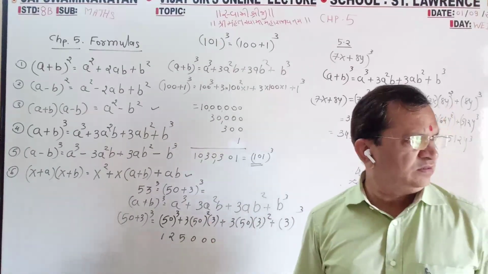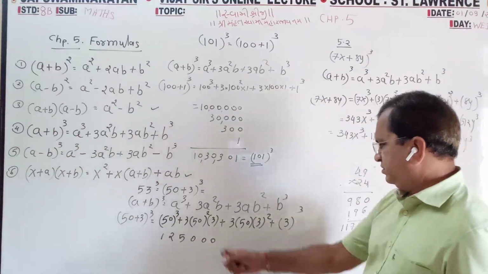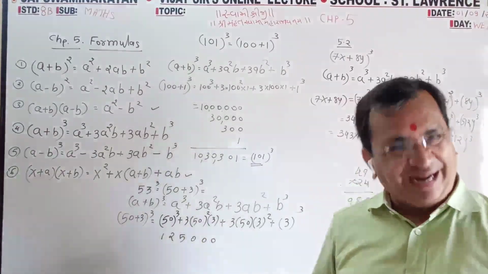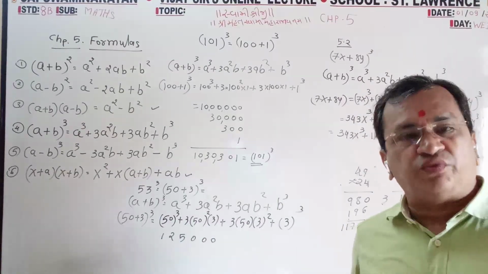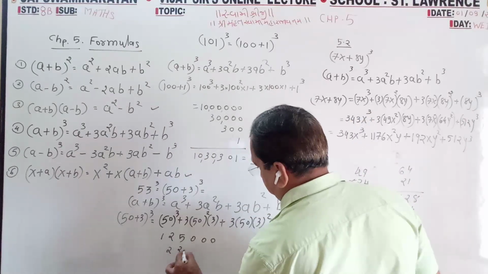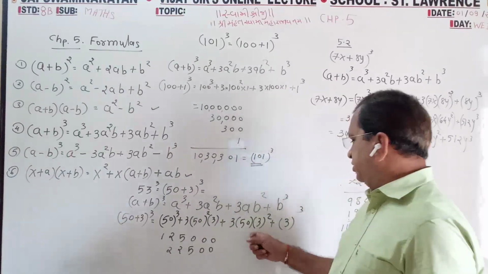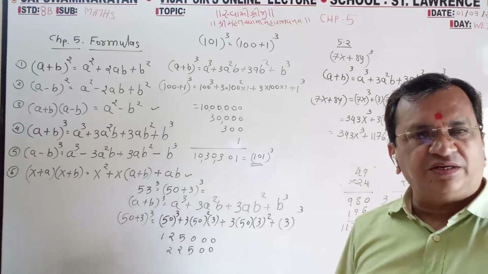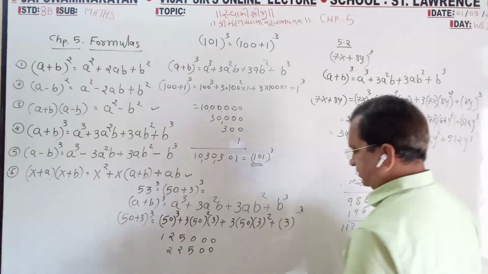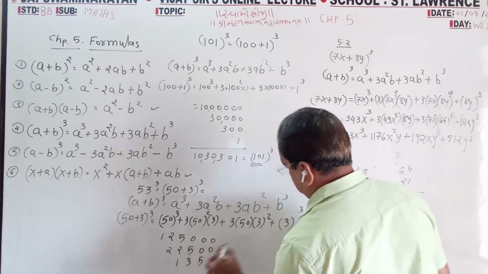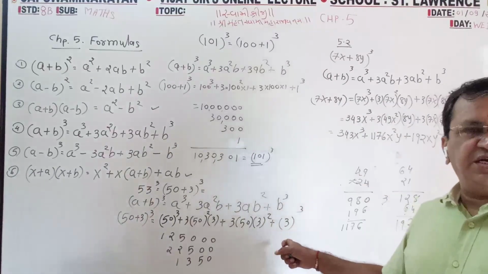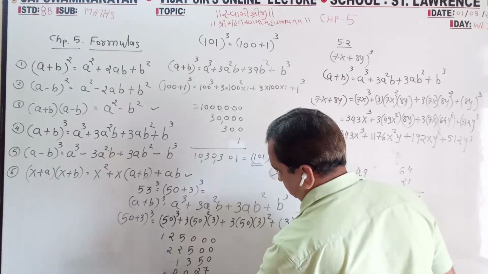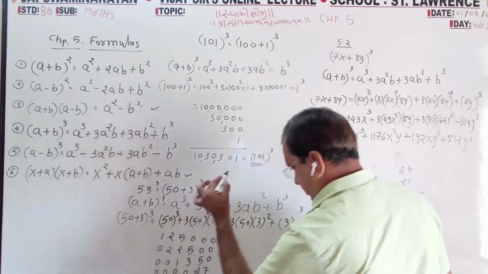50 into 50 is 2500. 3 threes are 9. 9 times 25 is 225, so 22500. 3 threes are 9, 9 into 3 is 27. 27 fives are 135, and 450 is this zero. 3 threes are 9, 9 threes are 27. Now make a total.